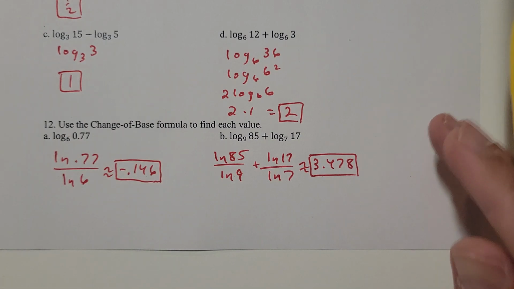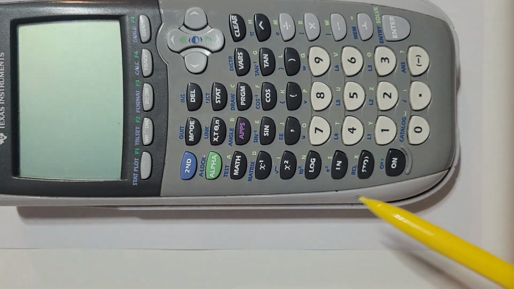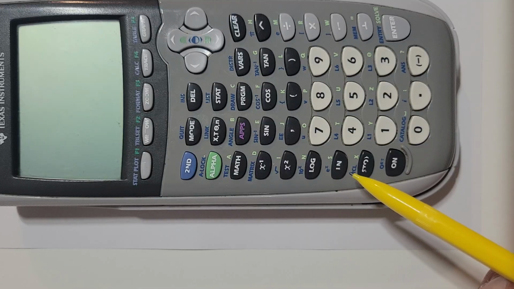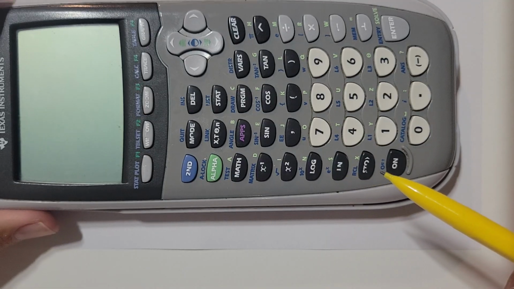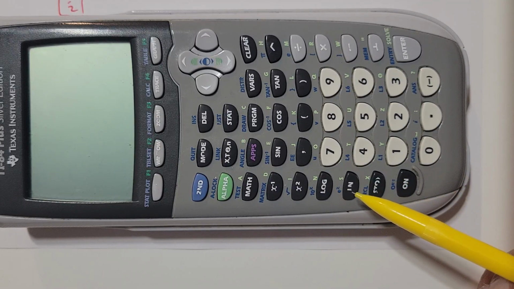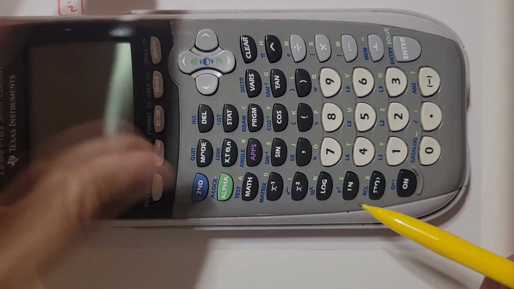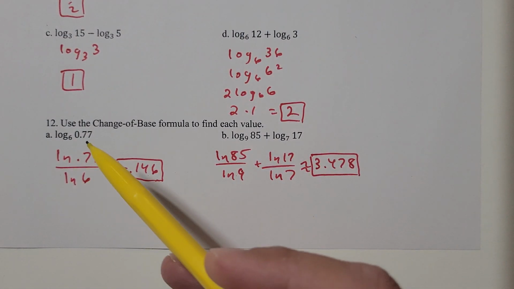Now usually when we want to do this, the intent is to go to the calculator to solve. Most calculators have a log button and an ln button. So it makes the most sense to change the base to either base 10 or base e, because then we can use the calculator to do the calculation.